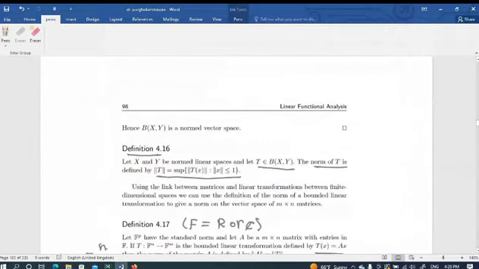Now we will have this definition. Let X and Y be normed linear spaces, and T belongs to B(X, Y). The norm of T is defined as the supremum of the set of norms of T(x) for all x such that the norm of x is less than or equal to 1. From the previous lemma, we saw that this definition is a definition of a norm. Now we define the norm of T as this supremum.